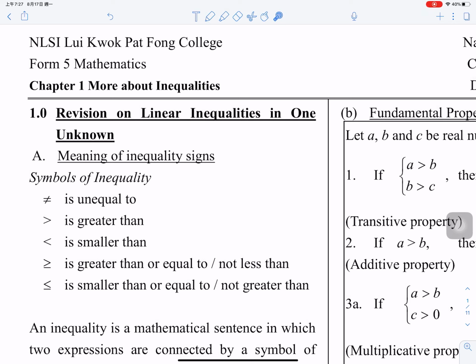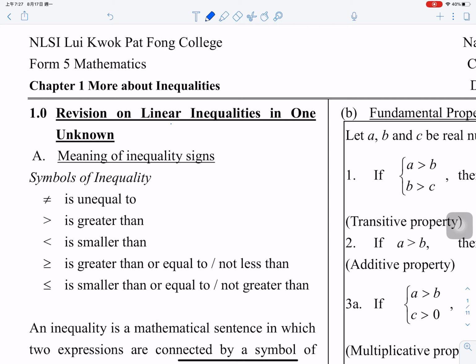Chapter 1, more about inequalities. In this chapter, we'll talk about inequalities again, which you have learned in junior form before. So let us have some revision here. Revision on linear inequality in one unknown.